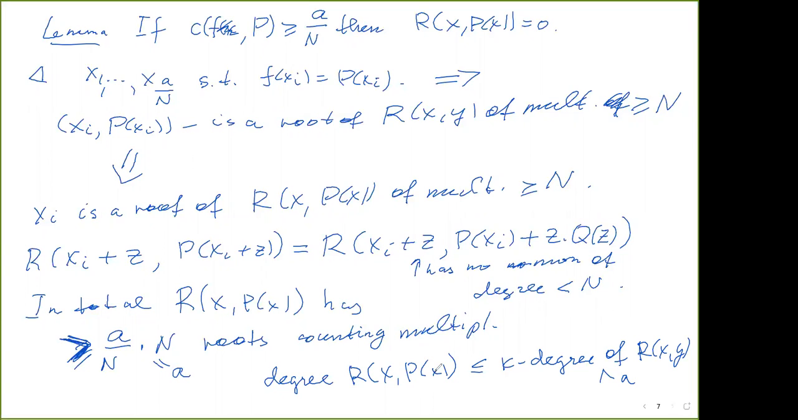So the degree of that polynomial is less than the number of roots, which implies our conclusion that R of x, P of x is 0. So the second lemma is proven. And now it remains to find the parameters which make all the assumptions true.